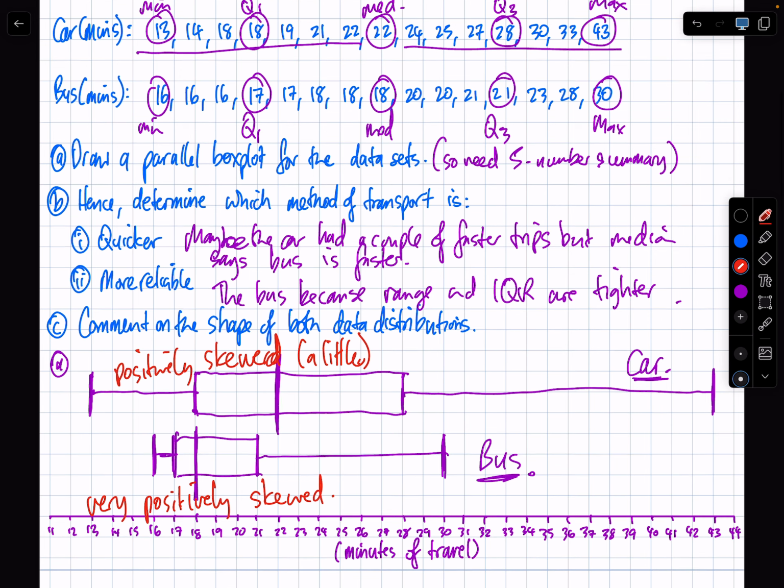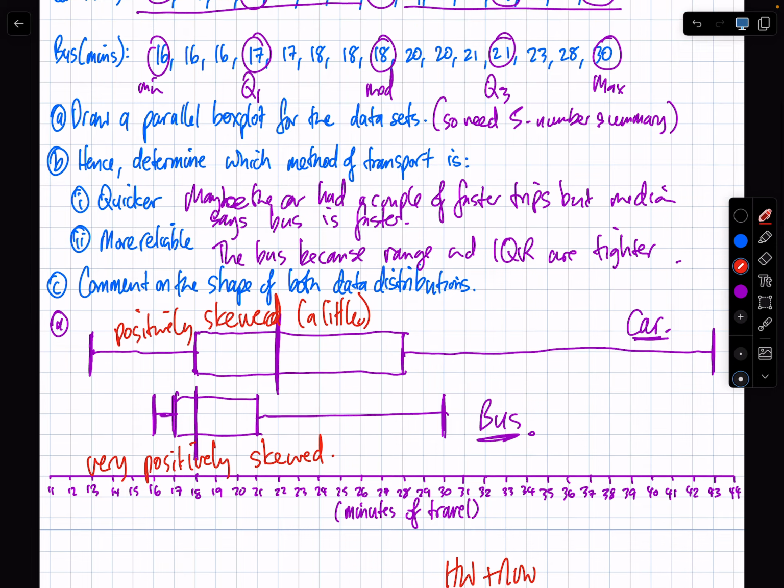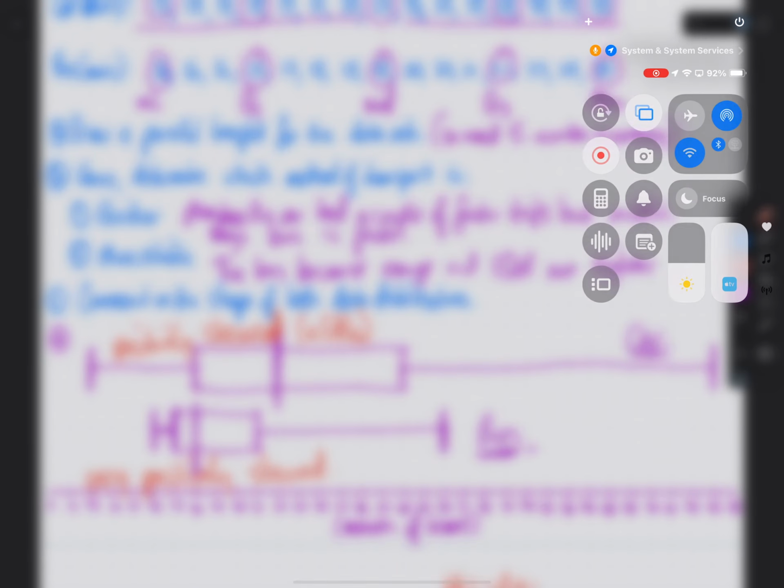So your homework now is 13F.3, just 1, 3, and 4. You can talk amongst yourselves.